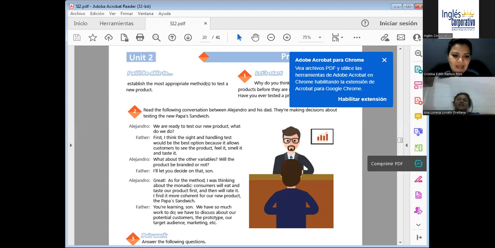Great. As for the method, I was thinking about the monadic. Customers will eat and taste our products first, and then they will rate it. I find it more current on your new products, the Papa Sandwich. You're learning some. We have so much work to do. We have to discuss our potential customers, the prototype or target audience, marketing, etc.